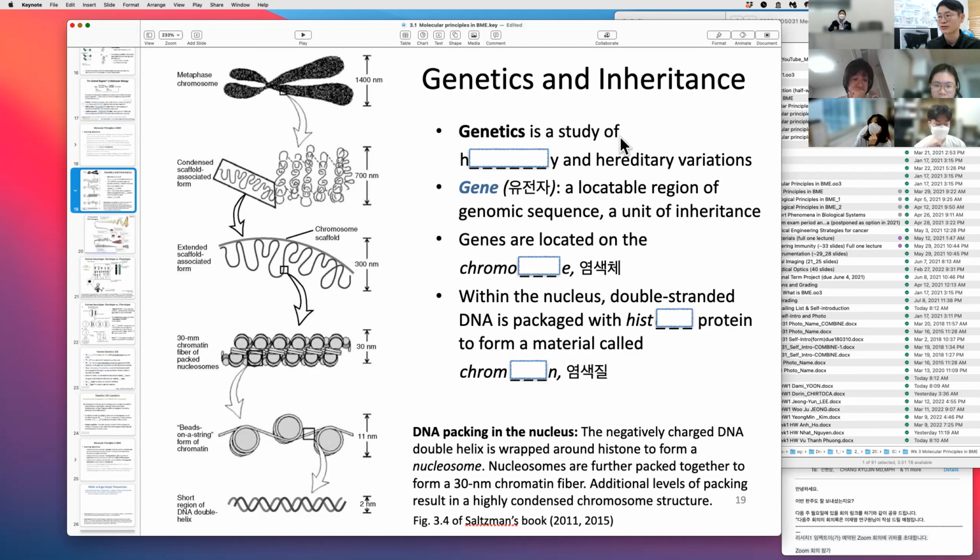So genetics is the study of heredity and hereditary variation. We say gene all the time, and a gene is actually a location in the genomic sequence, okay? Genes are located on the chromosome. And within our cellular nucleus, there's a package of double-stranded DNA with, let me see, this is a... Fong, can you guess what this is?